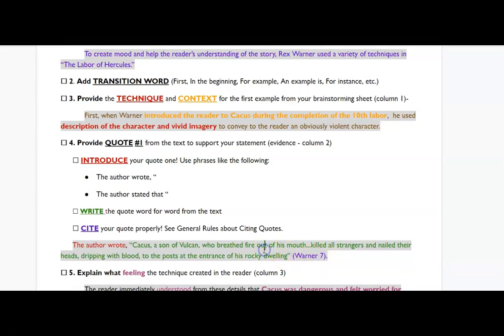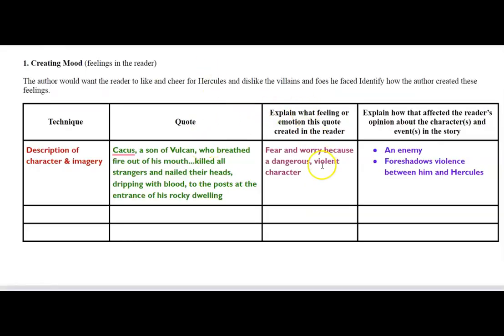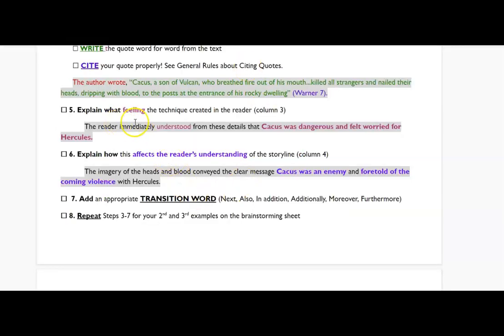Okay. And then the next thing is the next column. Explain the feeling that the technique created. So in my column, the next thing is it created fear and worry because he was a dangerous and violent character. So that's what I write. The reader immediately understood from these details that Caucus was dangerous and felt worried for Hercules.